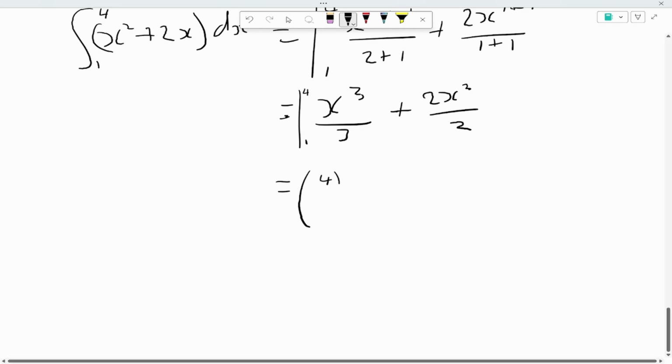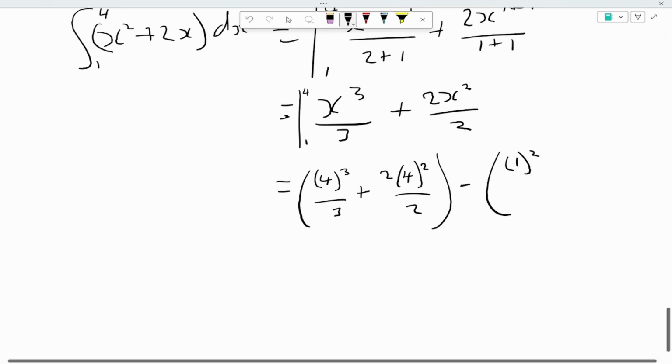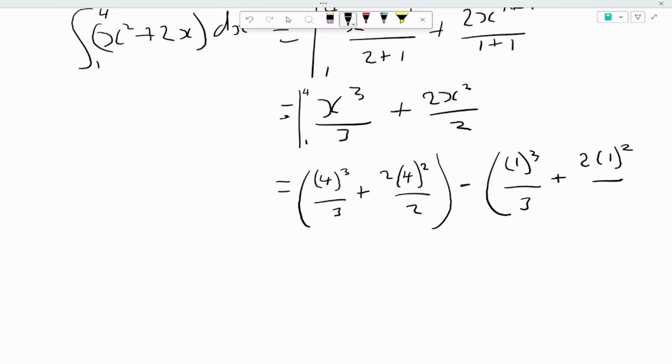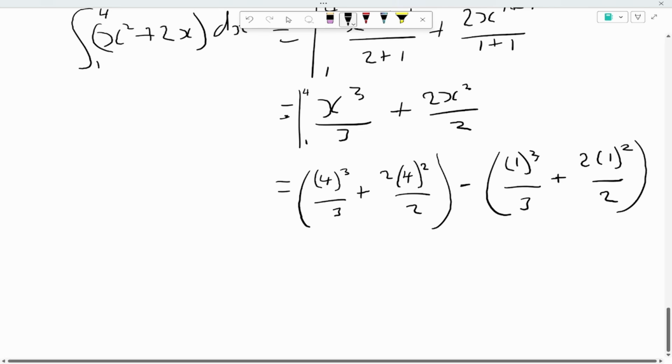You have 4 raised to power 3 over 3 plus 2 into 4 raised to power 2 all over 2. Close your big bracket minus, repeat the same process, but this time around put 1. So you have 1 raised to power 3 all over 3 plus 2 into 1 raised to power 2 all over 2, and you close the bracket.